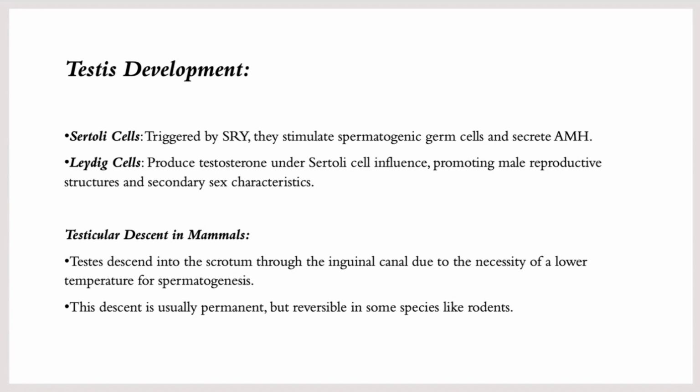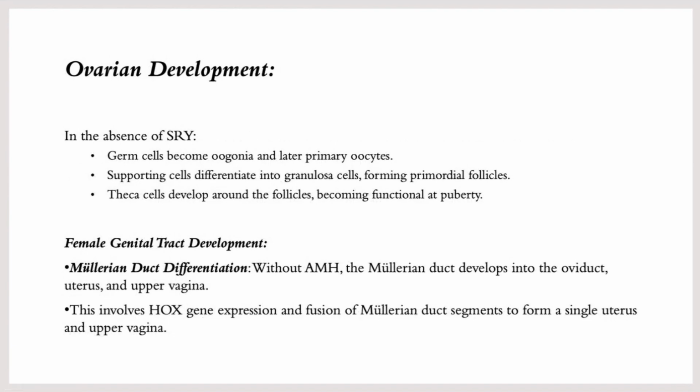And as we said, this is usually permanent, but it can be reversible in some species like rodents, so like rats and mice. I don't know why it's reversible in them, but you don't need to mention why it's reversible in them. You just need to mention this as a whole. Okay. Now the ovarian development.